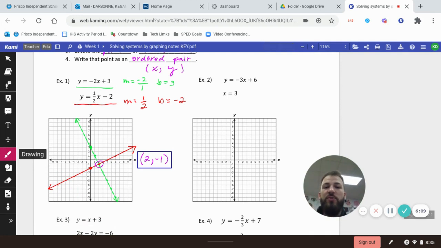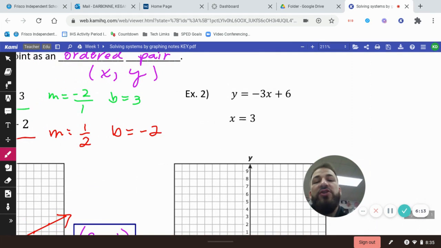So number 2, we have y is equal to -3x plus 6 and x is equal to 3. So our first one is easy. So let's graph that one first. So y is equal to -3x plus 6. Our m is equal to -3, and then go ahead and move it to over 1. And our b is equal to 6.